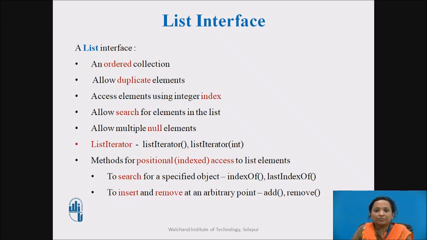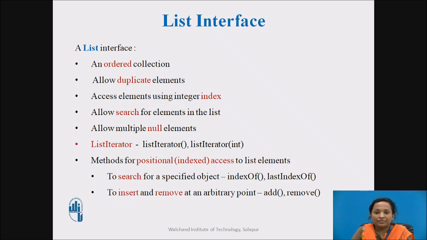The list interface provides a special iterator called list iterator that allows element insertion, replacement and bidirectional access, in addition to the normal operations that the iterator interface provides. A method is provided to obtain a list iterator that starts at a specified position in the list.